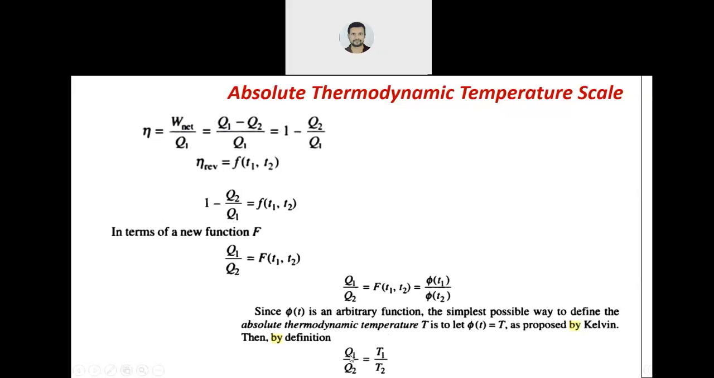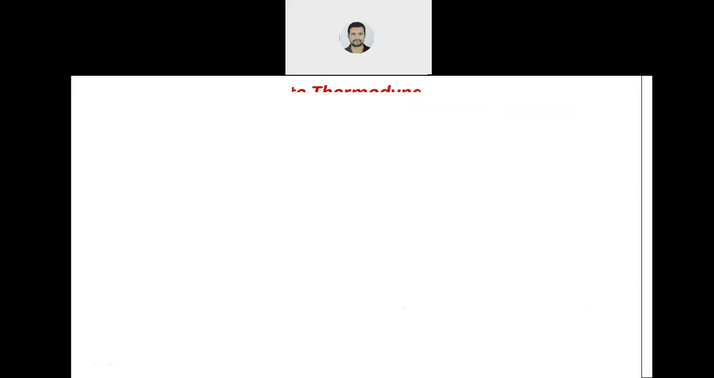Temperature can be represented in terms of heat, or heat can be represented in terms of temperature, for the case of maximum efficiency or reversible efficiency. So Q1 by Q2 equals T1 by T2. Okay, this is your thermodynamic temperature scale. Very small concept, very easy thing to remember.